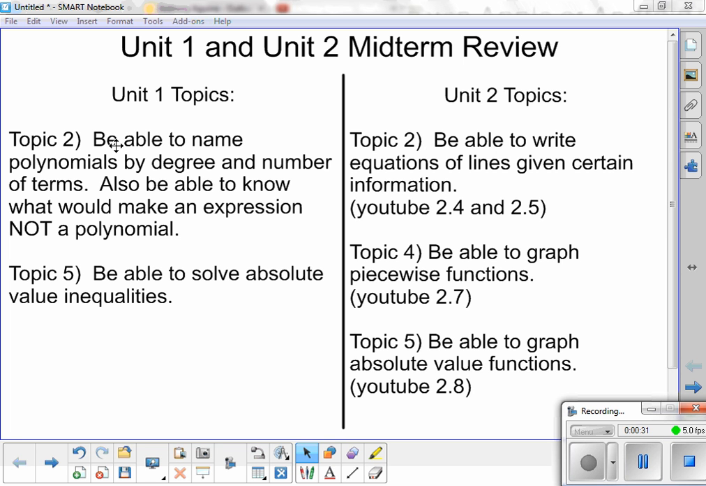So topic 2 was actually a misprint. It shouldn't have been in Unit 1. Topic 2 was part of 5.2. So go ahead and look at your 5.2 notes and see if you can understand how to do those problems. And then if you still have problems with it, then we'll go over it in class. Topic 5, be able to solve absolute value inequalities. That's one that we actually didn't go over on a YouTube video.